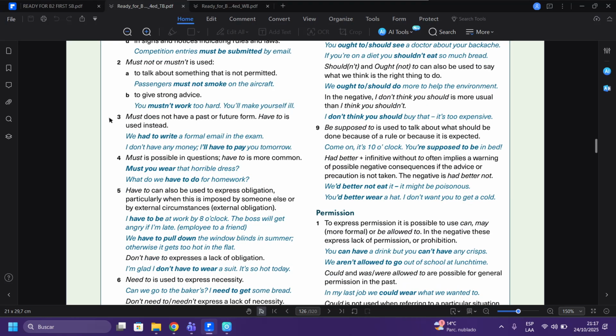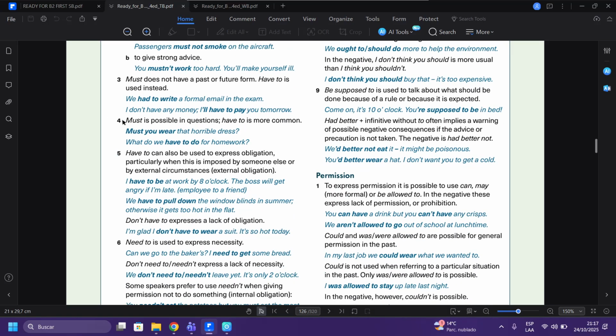Number two, must not or mustn't, I mean the negative form, is used for the following aspects. To talk about something that is not permitted. For example, passengers must not smoke on the aircraft. It means that you are not allowed to do that. Letter B, to give strong advice as well. You mustn't work too hard. You will make yourself ill. So far, it is not difficult. Then we have must, does not have a past or future form. For example, have to is used instead. For example, we had to write a formal email in the exam. Or I don't have any money. I will have to pay you tomorrow. This is the past form.